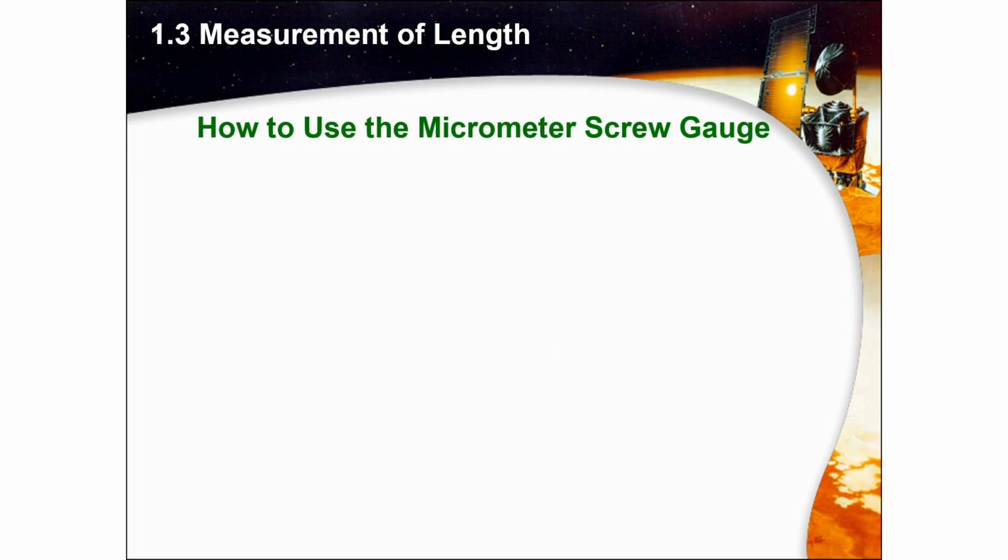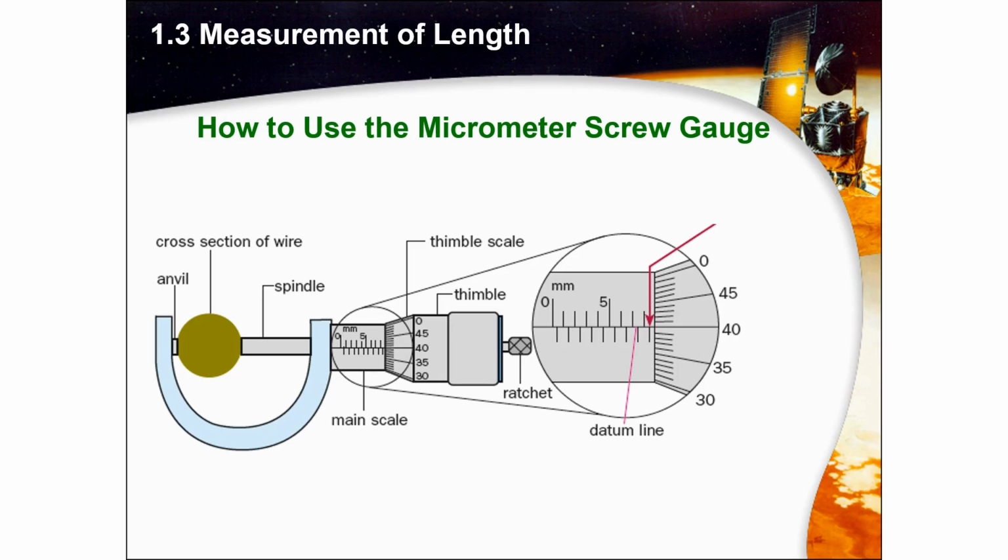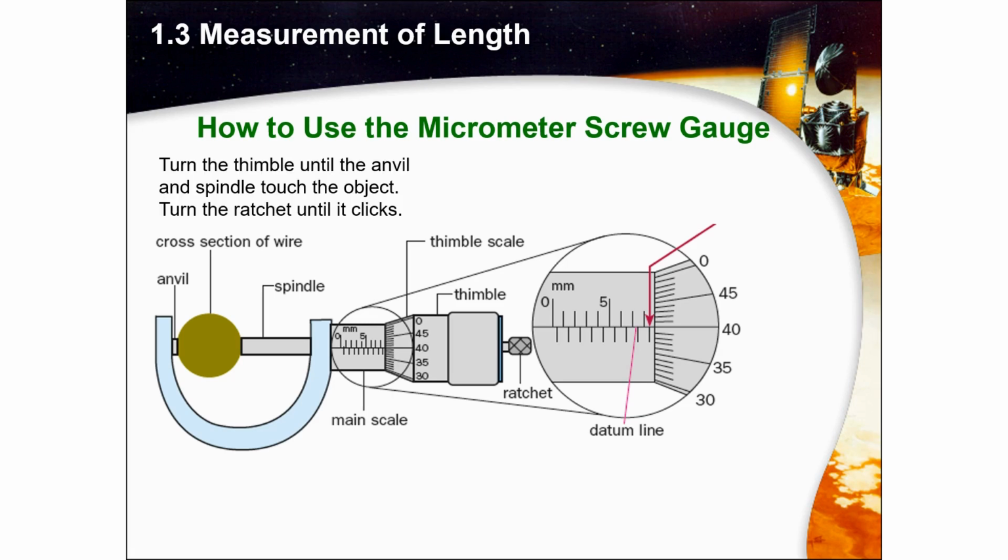How to use the micrometer screw gauge. Like previously, we will call it the main scale, and we will read from the main scale first. We will check the datum line. For example, we have to turn the thimble until the anvil and spindle touch the object, and then turn the ratchet until it clicks, clicks in place, so we know that it's stuck.